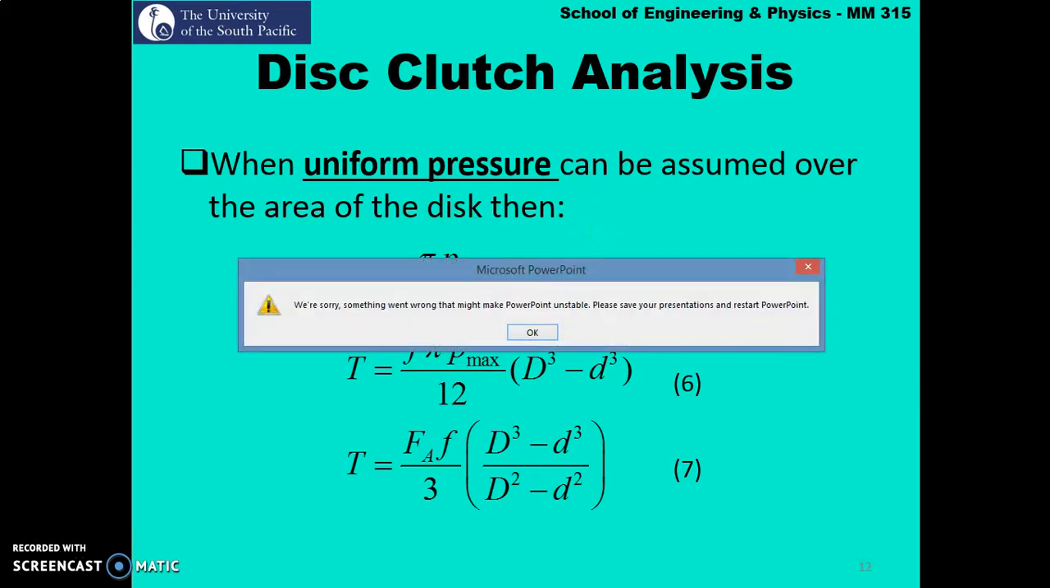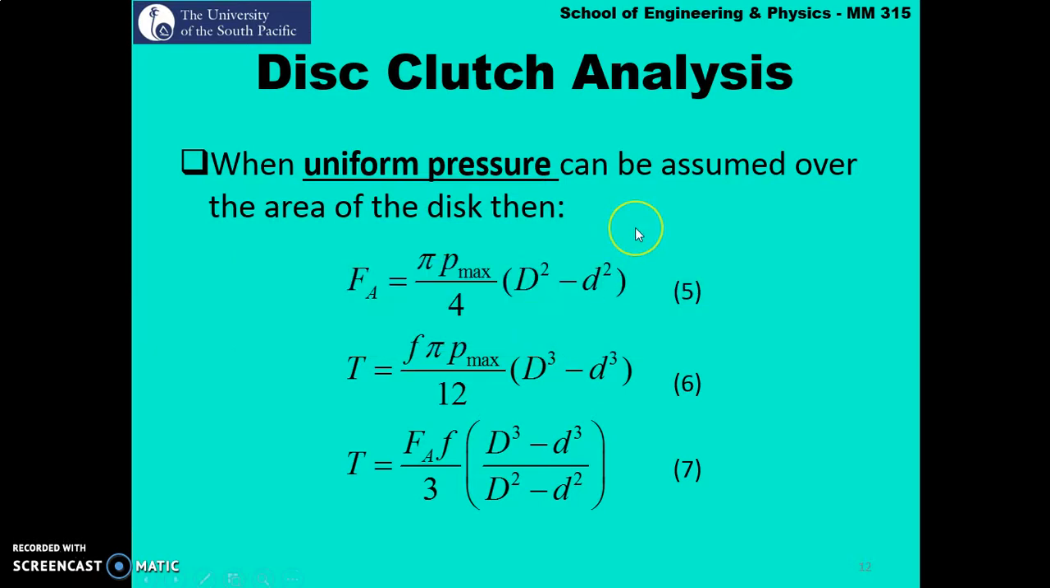For uniform pressure, these equations will be used. Again, keep in mind that your actuating force is independent of the number of friction surfaces, whereas your torque is dependent on the number of friction surfaces. If you've got 2 surfaces, you will have 2 multiplied to all of these, and again over here, you will have 2 multiplied to the rest of these equations.